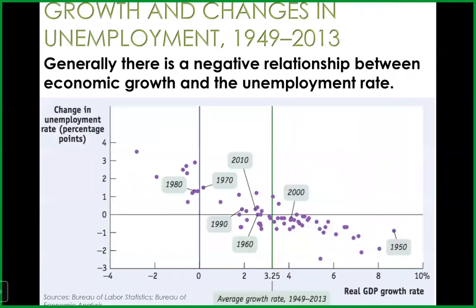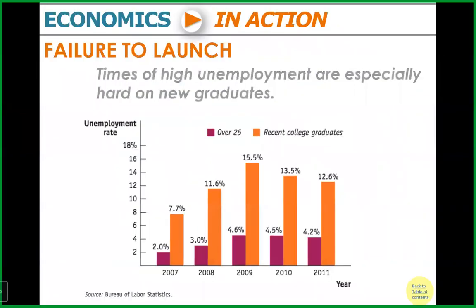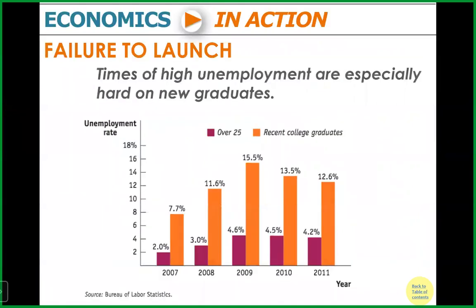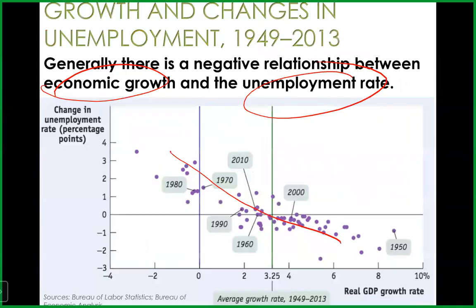So another reason why we look at unemployment or the labor market is that usually there is a negative correlation between economic growth and the unemployment rate. All right, so this is from US data. Let me skip this. Sorry. So this kind of finishes this discussion of unemployment.